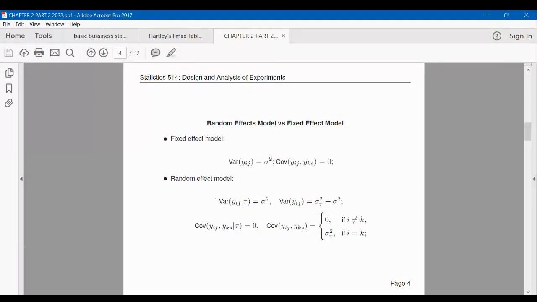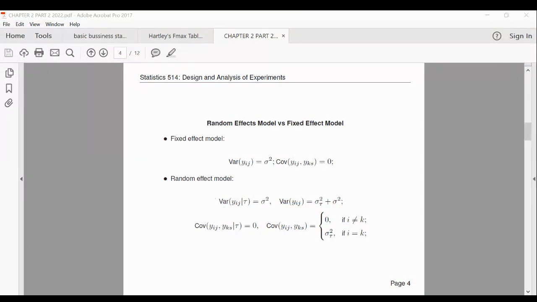Oh, sorry. I'm used to working from Word, but now because this is PDF, I'm trying to highlight.